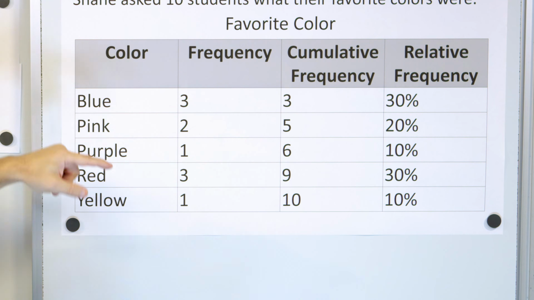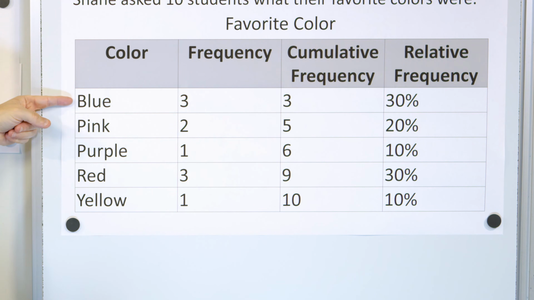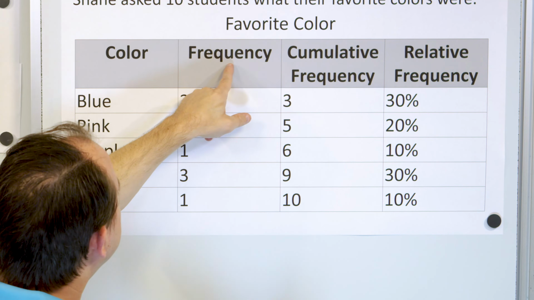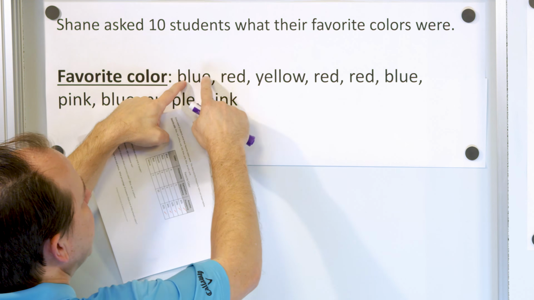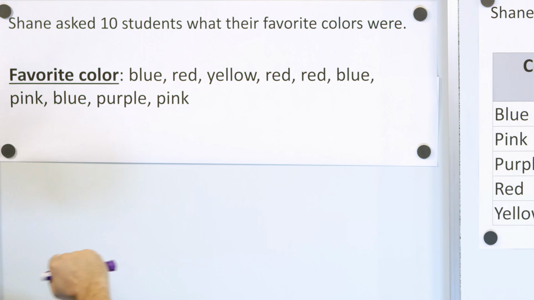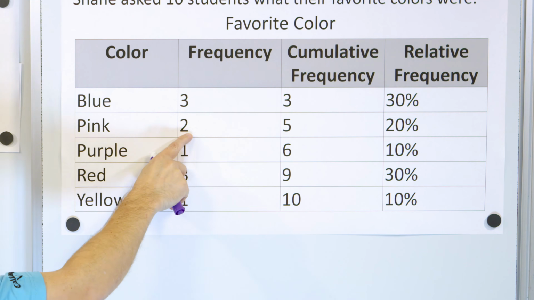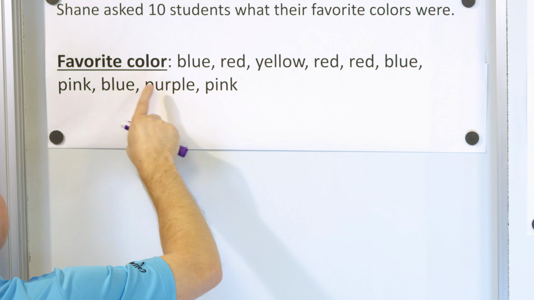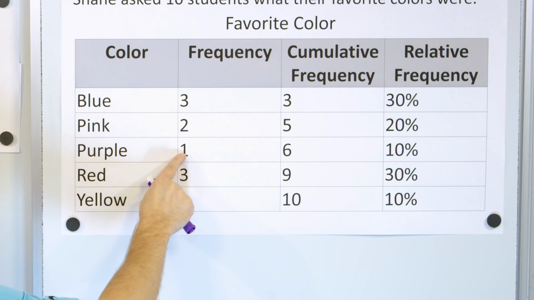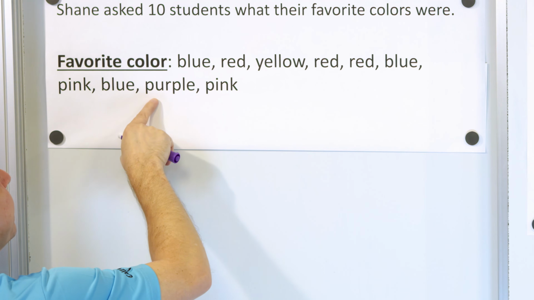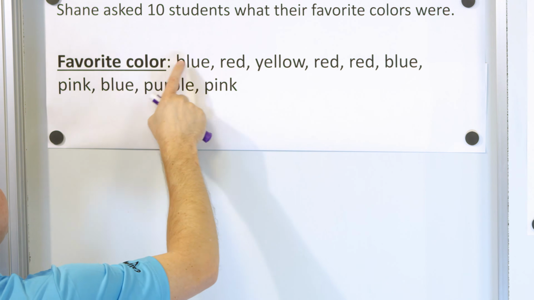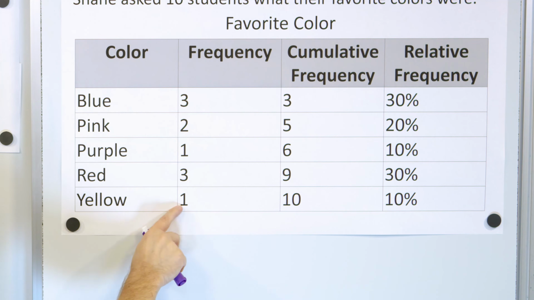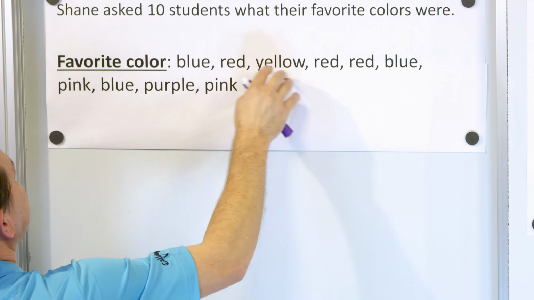We have the color. This just means the answers that we got. We have blue answers, pink answers, purple, red, yellow answers. Now we have to create the frequency here. How many people answered blue? Well, we have 1, 2, 3 people answered blue. How many people answered pink? We only have 1 here and 1 here. That's 2. How many people answered purple? Only 1 person answered purple. How many people answered red? 1, 2, 3 people answered red. How many people answered yellow? And only one person answered yellow.